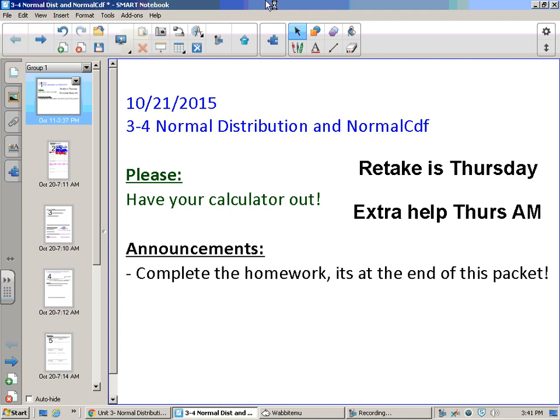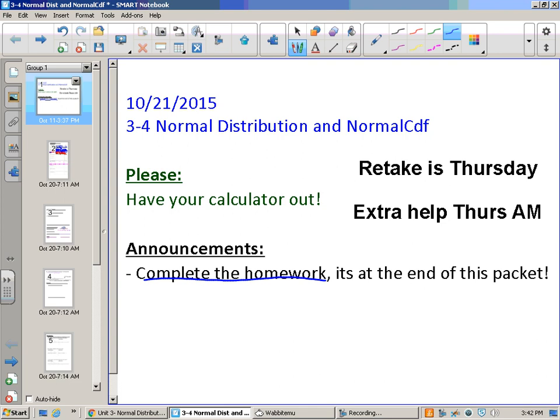Okay, good morning, everyone. Please take your calculator out so we can get started. Just a reminder that I will be in the classroom tomorrow morning, and the retake is Thursday. You are to complete your homework. It's at the end of this packet.